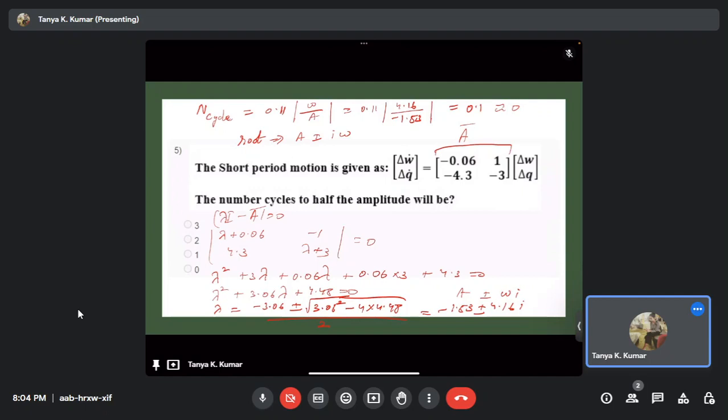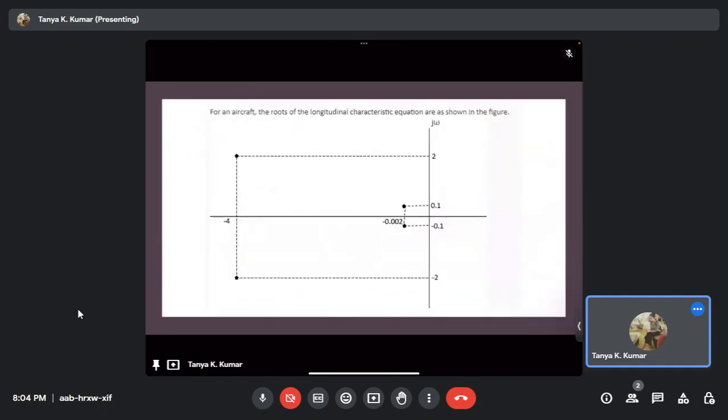Okay, let's go to the next. Okay, I think we did this in the last class. Okay, for an aircraft, the roots of the longitudinal characteristic equation are shown in the figure. Right, so you have two pairs of roots as is expected. It's a fourth order equation. You get two pairs of roots.